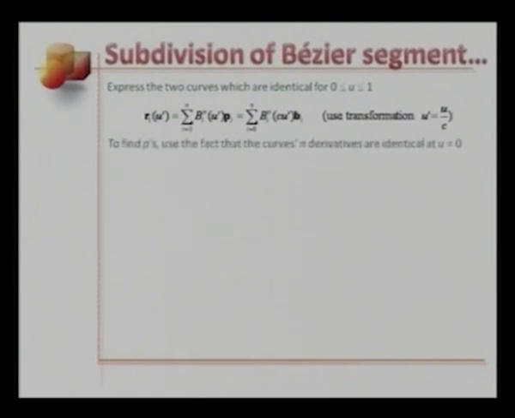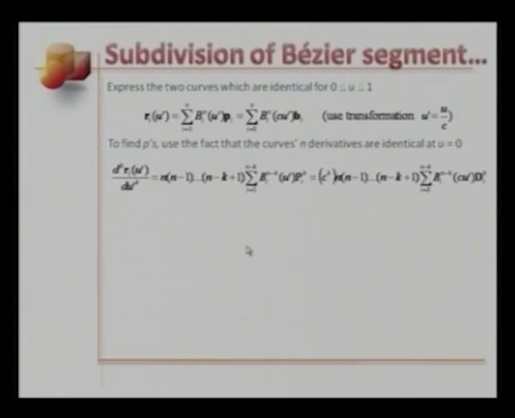Well, to find the new control points p's, we use the fact that the curves' n derivatives are identical at u or u prime equal to 0. That would mean that the n derivatives of this segment and this segment, which are the same in shape, will be equal at u or u prime equals 0. We have seen this relation before.